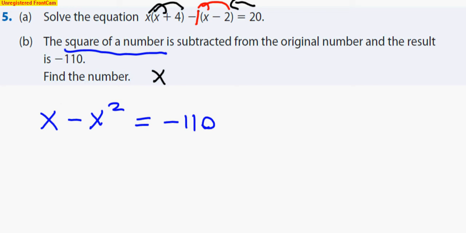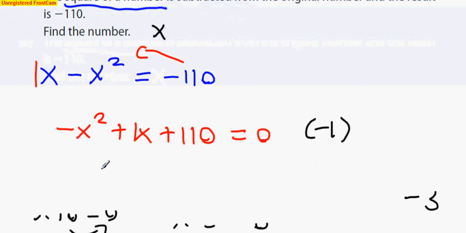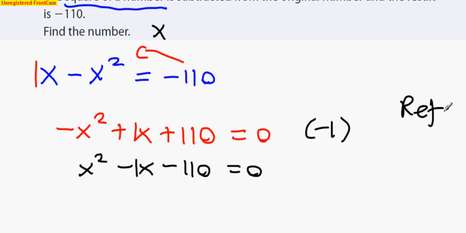So what we need to do here is we're going to bring the minus 110 over the other side. So we're going to get minus x squared plus 1x plus 110. Now the problem here is the minus x squared, so what we're going to do next is we're going to multiply across by minus 1. And when we multiply across by minus 1, what we're going to get is x squared minus 1x minus 110 equals 0. The reference number is minus 110.